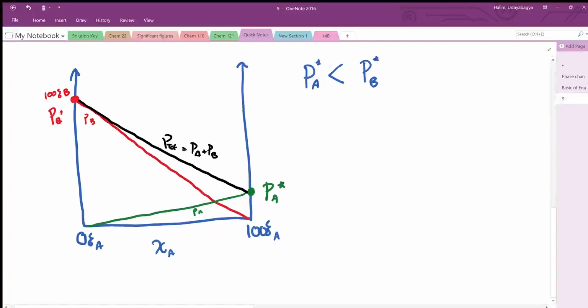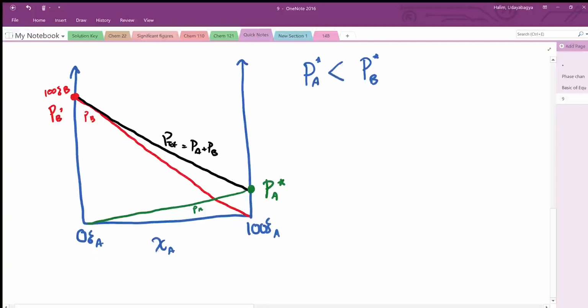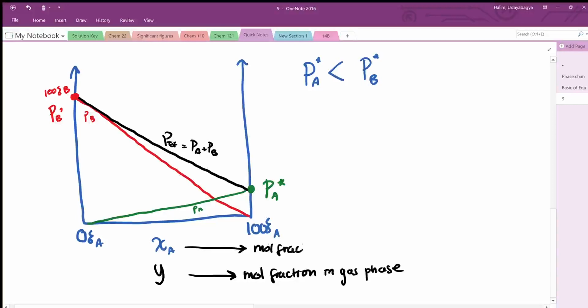And your book uses a new variable called y, and y is defined, excuse me, as the mole fraction in the gas phase. That is in contrast to x, which is the mole fraction in the liquid phase. Okay.